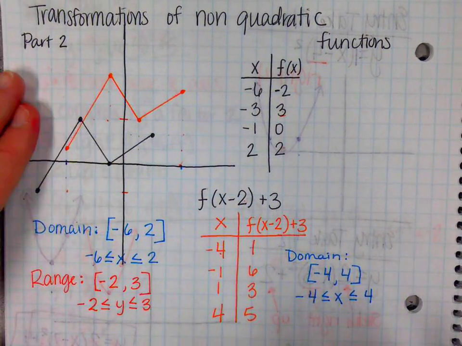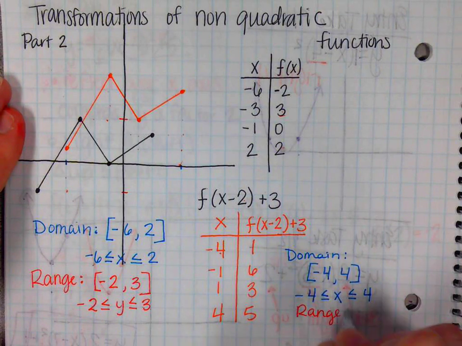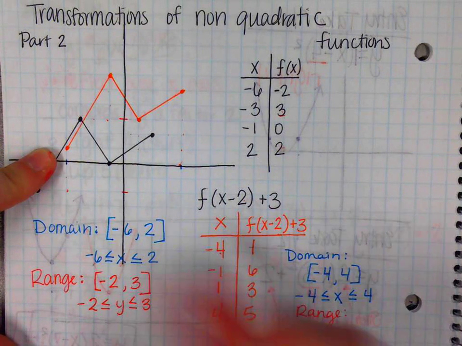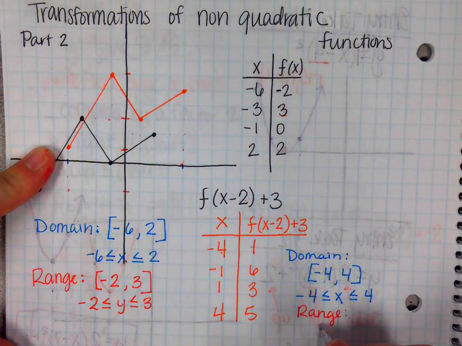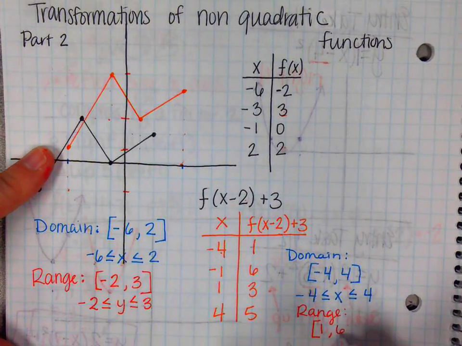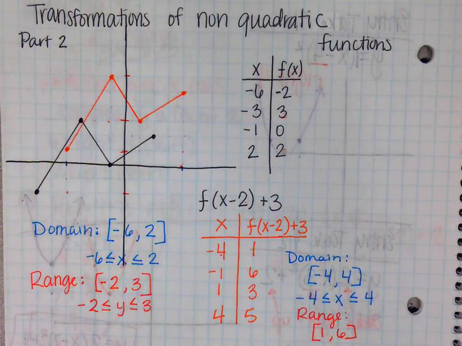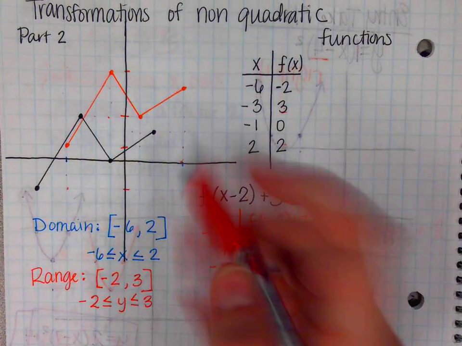Okay. The range of the transformed goes from 1 to 6, or if you look on the graph, 1 to 6. So 1, comma 6. 1 is less than or equal to y, less than or equal to 6. Okay, so that was part 2 and question 5.